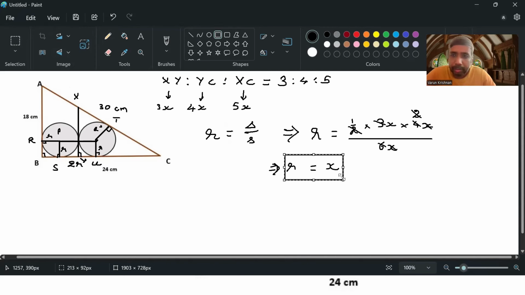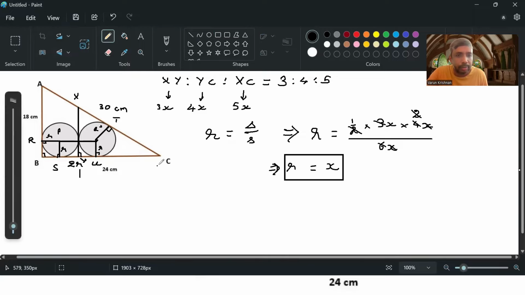From here, to find the value of R, we just need one more equation in terms of R and X. And that is very, very easy to form, because now I know that YC is equal to 4x, which is also equal to 4R. And I know BC is 24, given to me.